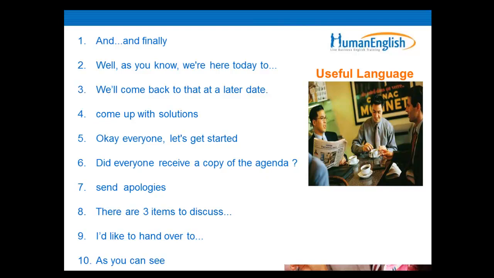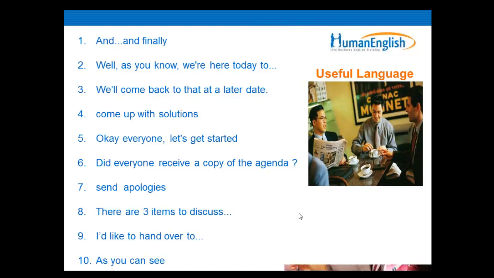Okay, we have, as you can see, one expression which we have at the very end, at the end of the beginning of the meeting. Okay, this is an expression. Right, that's very good, Anna. It's number 9. I'd like to hand over to. So hand over to is when you want to give the floor to somebody else. That means that you want to allow another person, a participant, to speak in the meeting. So we can say, I'd like to hand over to Emmanuel, for example.